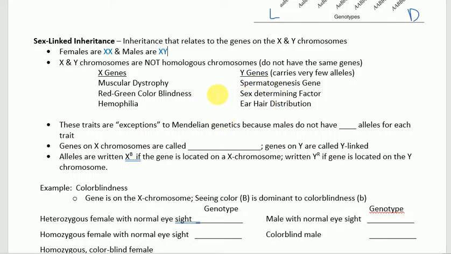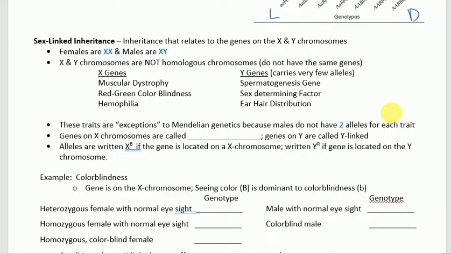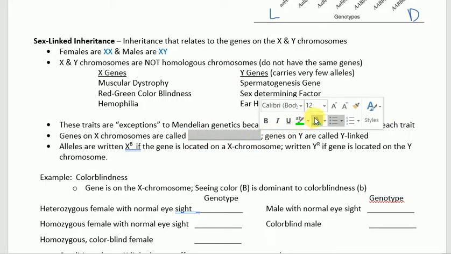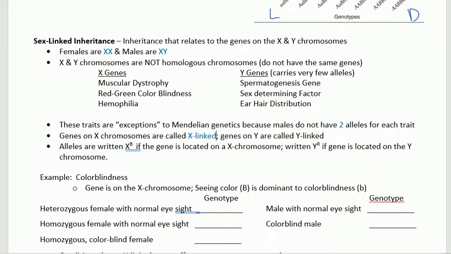But these traits are also exceptions to Mendelian genetics because males do not have 2 alleles for each trait. The genes on the X chromosome are called X-linked, and the genes on the Y are called Y-linked. Alleles are written, for instance, X^B if the gene is located on the X, and it would be written Y^R, or whatever it would be, if the gene is located on the Y.